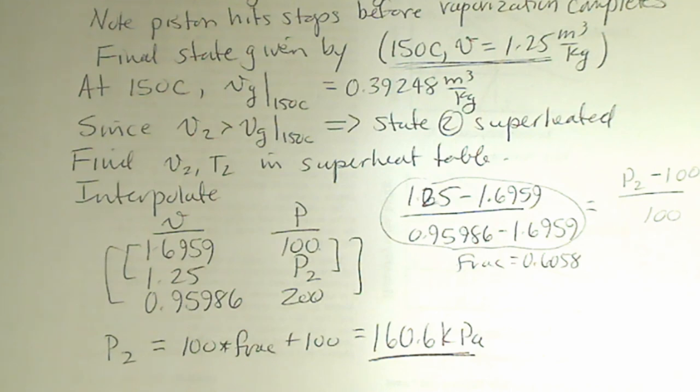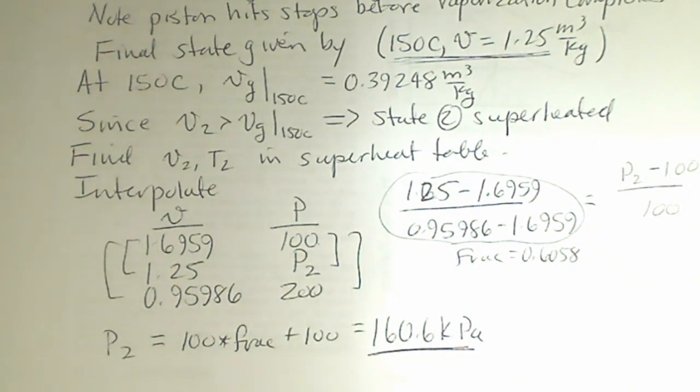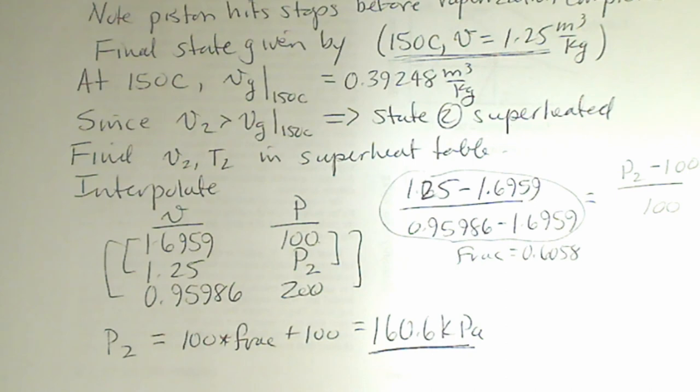Okay, and then anything else that we needed to find, we could find by interpolation using those fractions. If we needed internal energy or we needed whatever. Okay. Well, that's it then. That's a little bit more complicated problem that involves heating of a two-phase mixture in a piston cylinder arrangement fitted with stops.